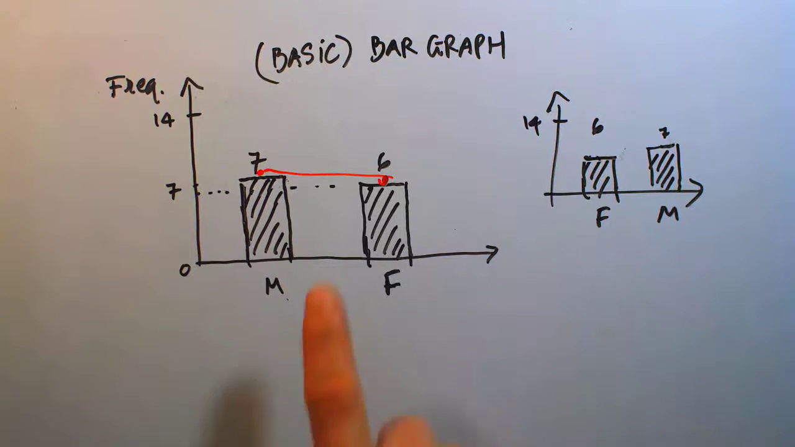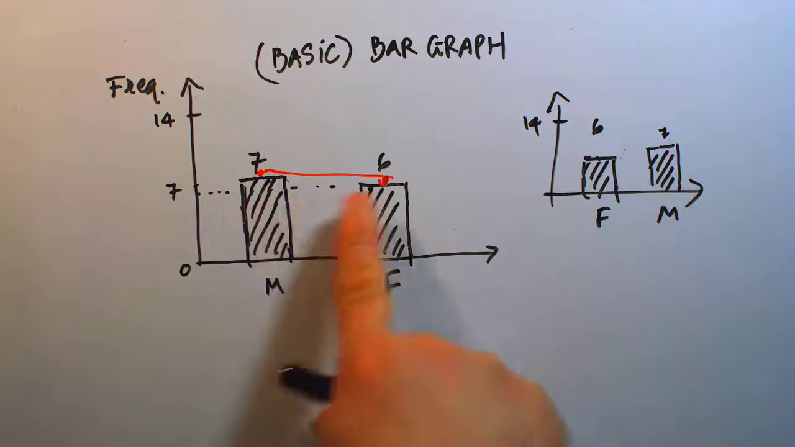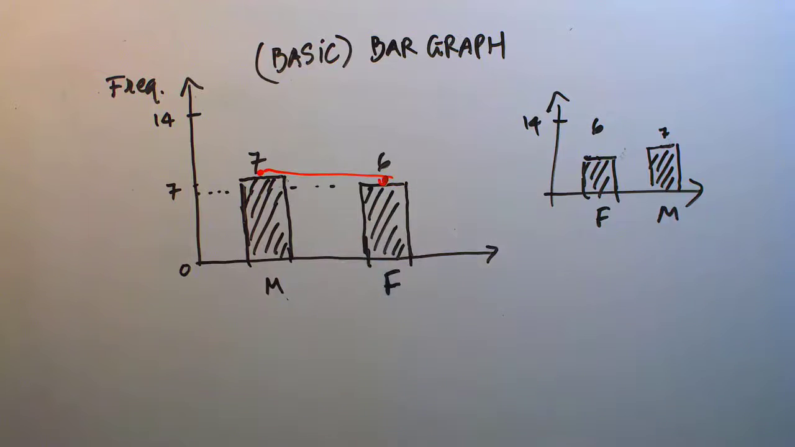And so once again, if we attempt to connect the tips of the bars to recognize the distribution shape, that idea is going to fail, because that's not what the bar graph is intended for.